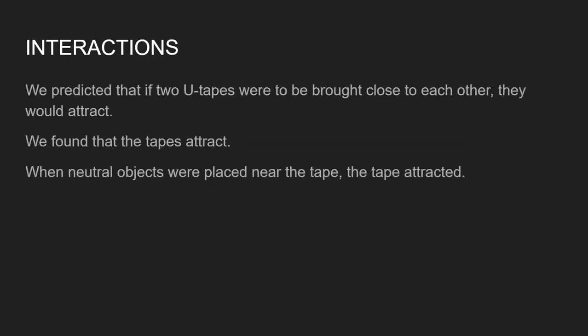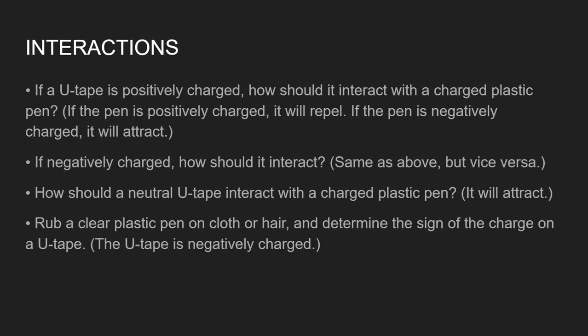We predicted that if two U-tapes were brought close to each other, they would attract, and we found that the tapes did attract. When neutral objects were placed near, the tape attracted them as well. If a U-tape is positively charged and a charged plastic pen is also positively charged, they will repel. If the pen is negatively charged, they will attract. If the U-tape is negatively charged, we'll find the same but opposite as above. A neutral U-tape will attract to a charged plastic pen.